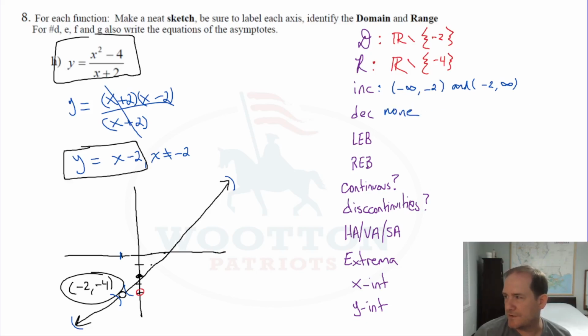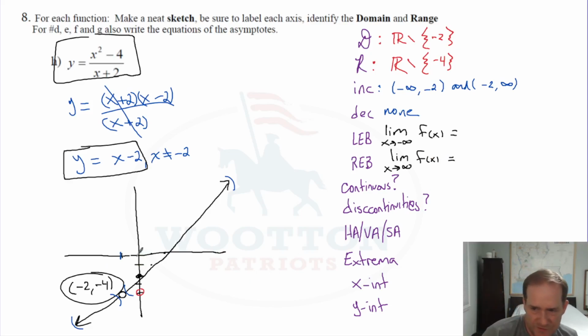And the left and right end behavior should be pretty straightforward. We're going to do the limit as x goes to negative infinity of this function. Then we're going to do the limit as x goes to positive infinity of this function. And we can see that as we run to the left, the graph is running down, so that end behavior is negative infinity. Then as we run to the right on the x-axis, the graph is running up, so the right end behavior is positive infinity.